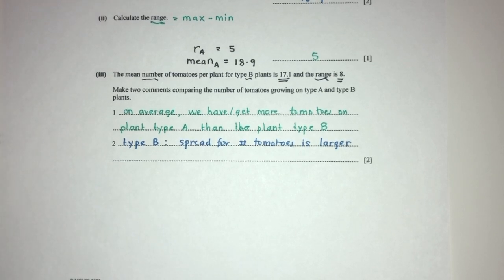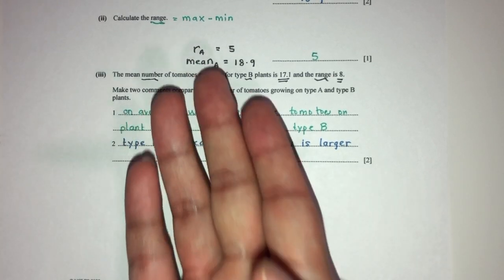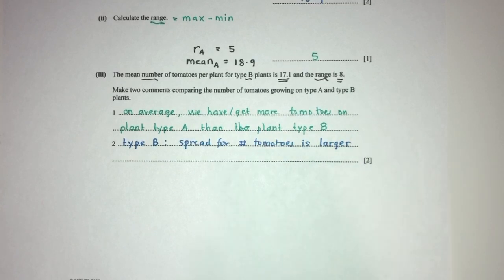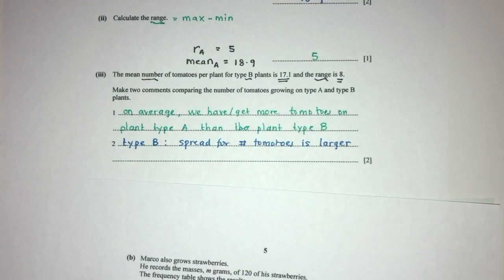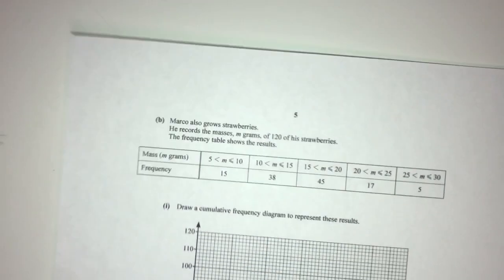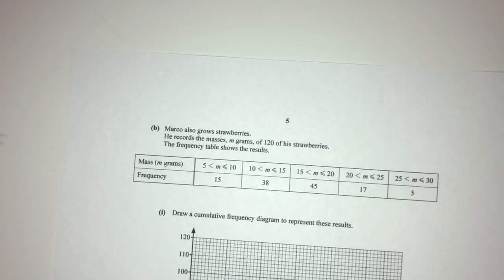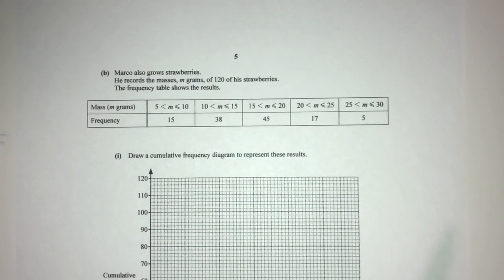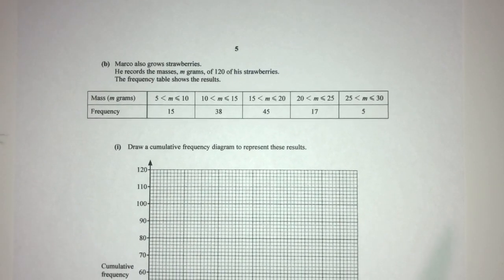Again, you just have to compare those values. That's what it means, right? Comparing the mean and comparing the range. Now it's up to you. You can always interpret those values as you wish for, but compare those two. That's the main idea behind this. Now let's move on to part B of your question.